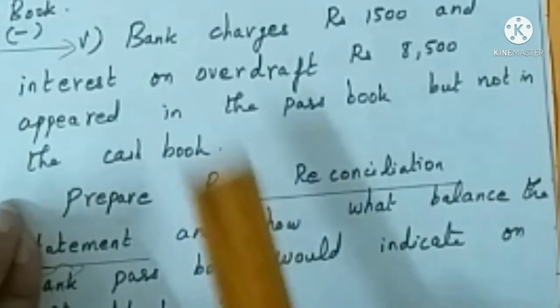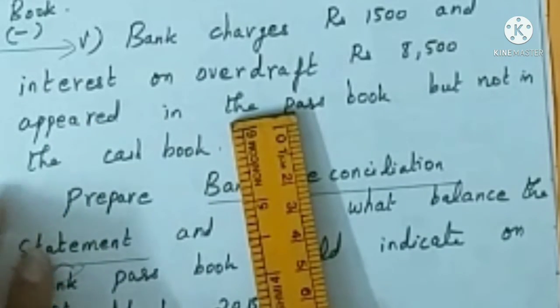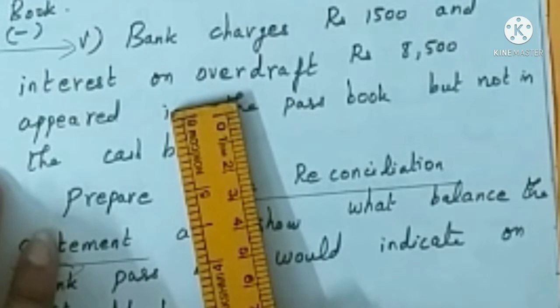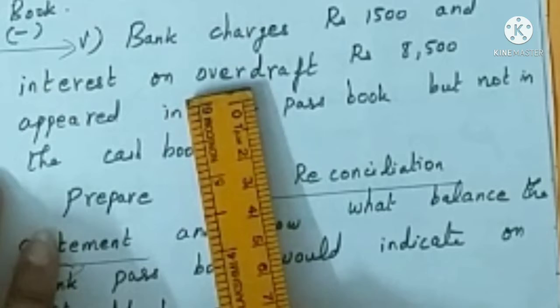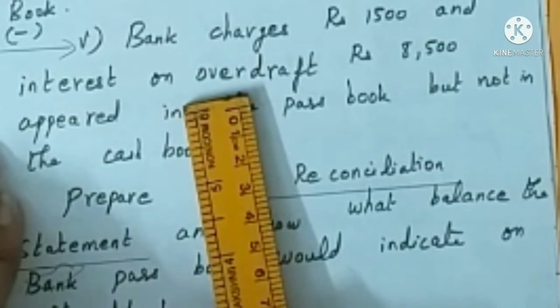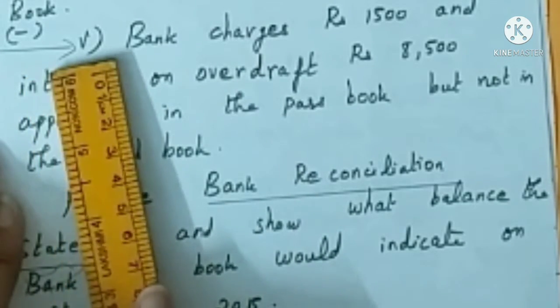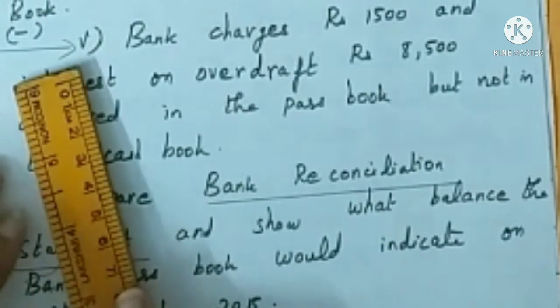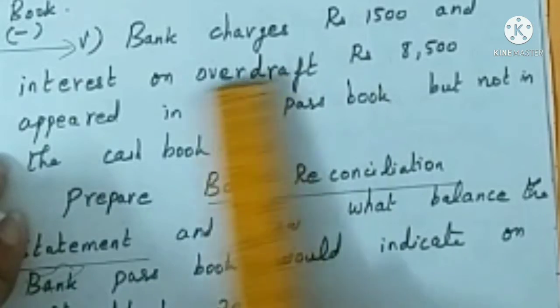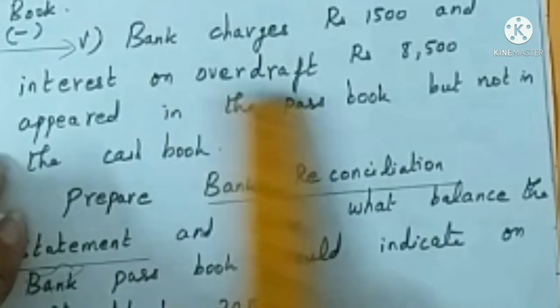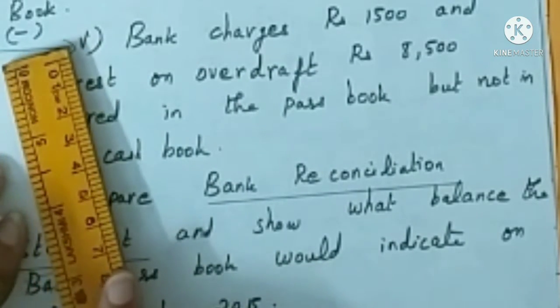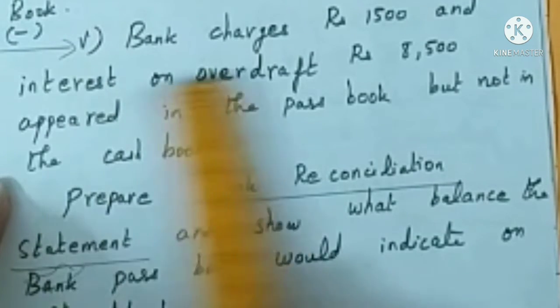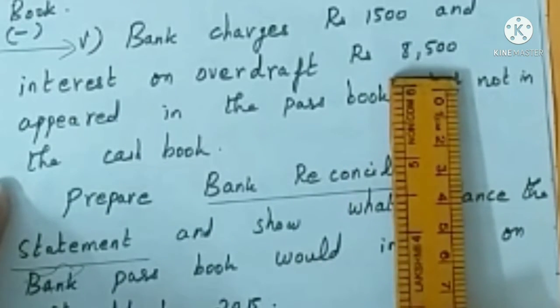Okay. Next one. See, bank charges and interest on overdraft is first entered in the passbook. So our bank balance gets reduced. That is, our passbook balance gets reduced. So what is happening now for the cash book? Cash book balance has increased because it is not recorded in the cash book. So what we have to focus only on passbook. So what is happening for the passbook? Passbook balance is decreasing. So we should also decrease this amount, rupees 1,500 and 8,500.